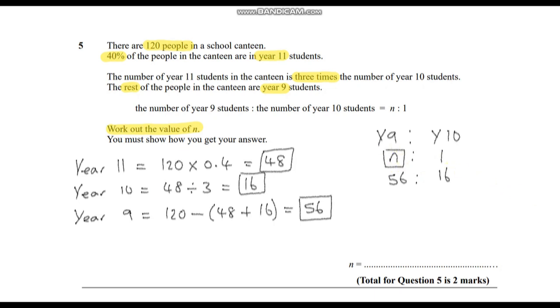So what n is. Now to do that, if we have a look, to go from 16 to 1, well, we just divide by 16. So if we do the same to 56, if we divide that by 16, that will give us our value for n. So we can do 56 divided by 16, and that gives us 3.5. So that is the value for n, and that's what it's asking us in the question, in the answer line. It says, what is the value of n? Or n is 3.5. It says you must show how you get your answer. Well, all of this is our workings out.